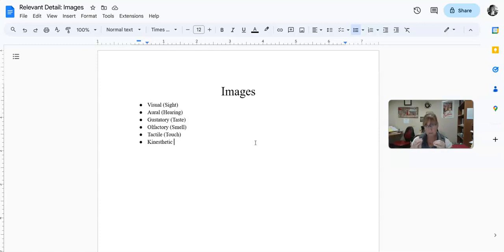But the most important takeaway here is that we need to show the reader, not tell the reader, what things were like in that moment. From there, we can determine what is relevant detail. So in another video, we're going to talk about how to figure out what is relevant detail and what's just detail. But for now, if you're working on a narrative essay, start drafting some images, right?